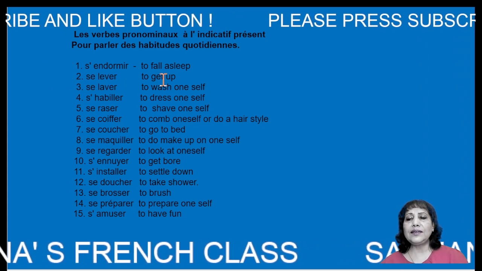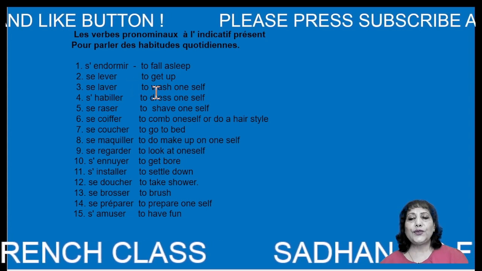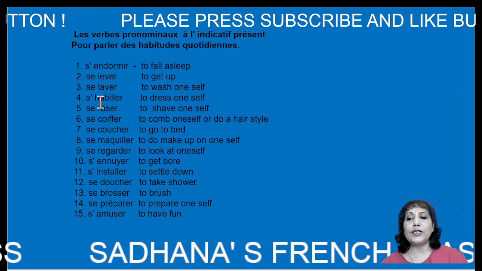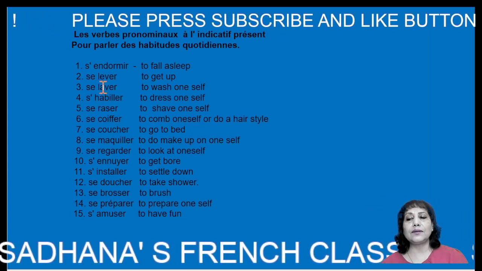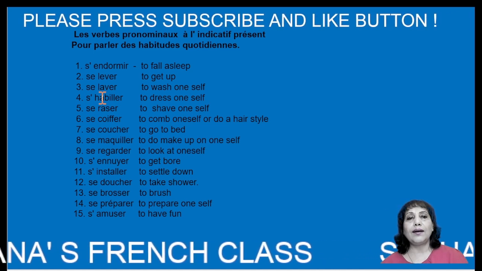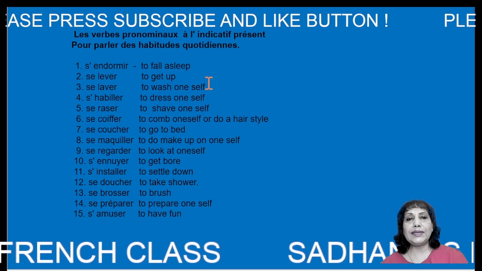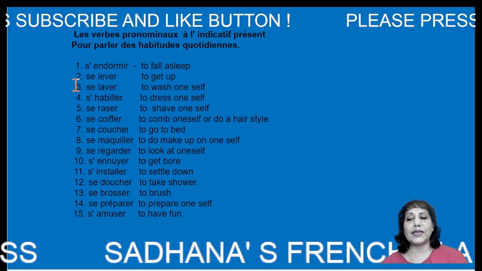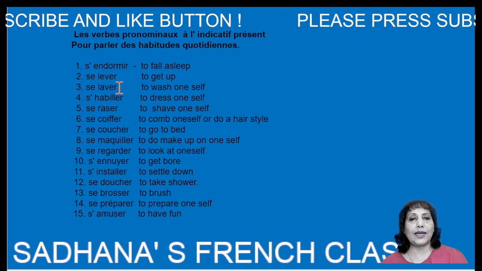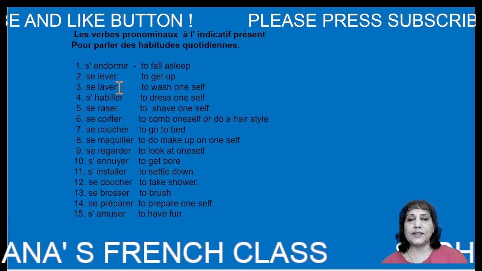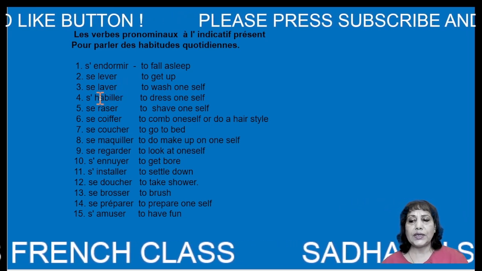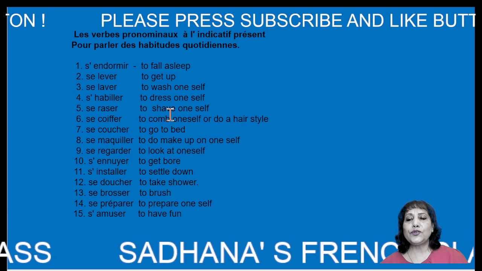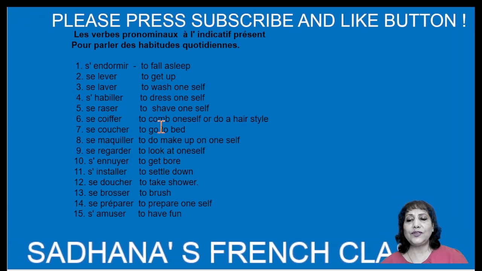Se endormir, to fall asleep. Se lever, to get up. Se lever. Students, please note it down. There is a difference of only one letter. In se lever, you can see e, and in se laver, a. But not only is the meaning different, even the conjugation is different. Though of course done with er, this one, se lever, the second one is irregular, spelling irregularity. It takes the accent. And I have taken this verb. I will tell you how we conjugate. Se laver, you just conjugate it as a pure regular er verb. S'habiller, to dress oneself. Se raser, to shave oneself.